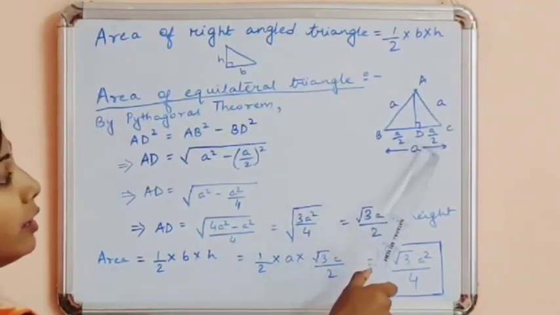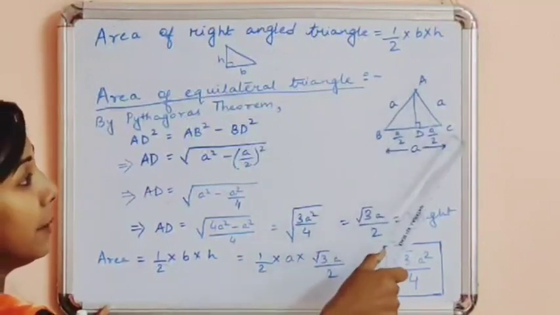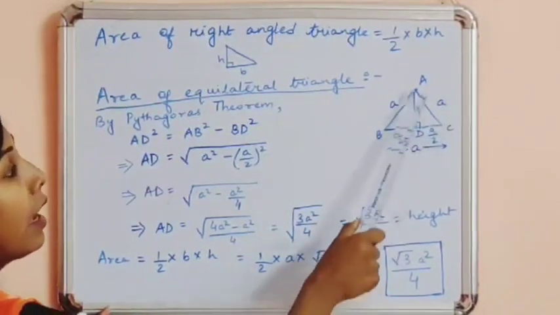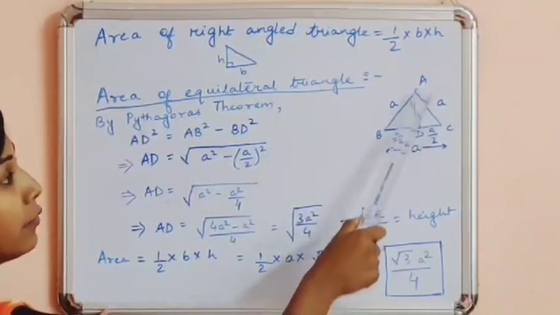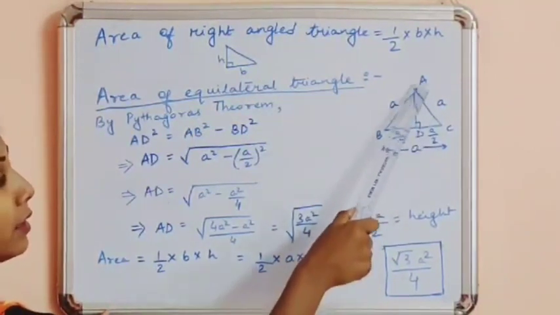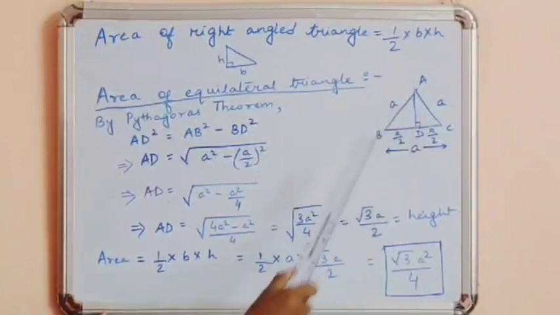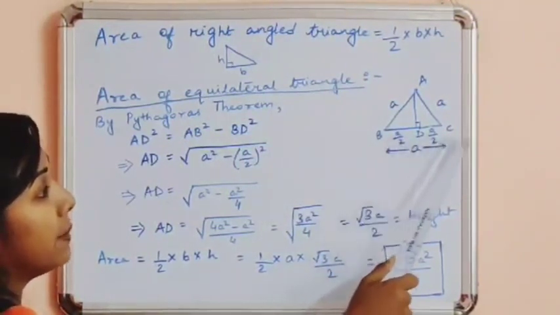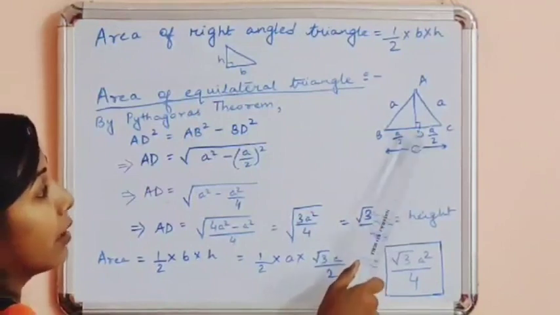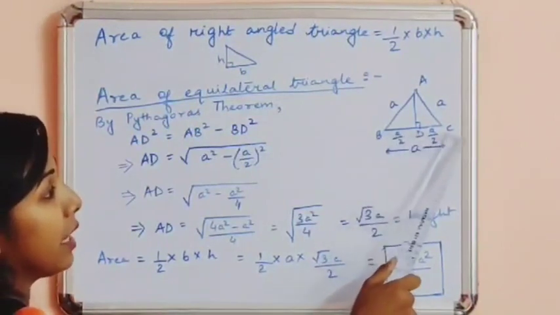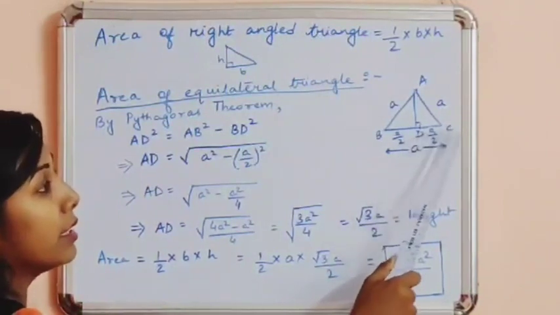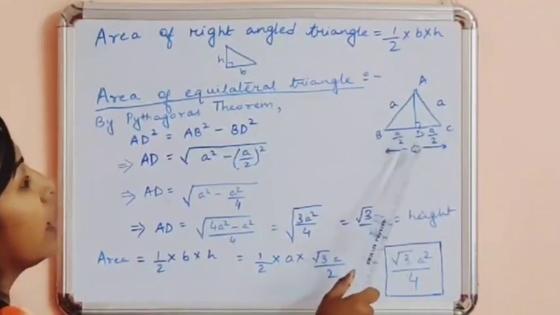So here I have drawn an equilateral triangle ABC in which all the three sides are equal, that is A. I have dropped a median from A to D. This is a perpendicular line which will be our height. The third side, that is BC, which is A, since D is dividing this side into two equal halves, BD will be A by 2 and DC will be A by 2.